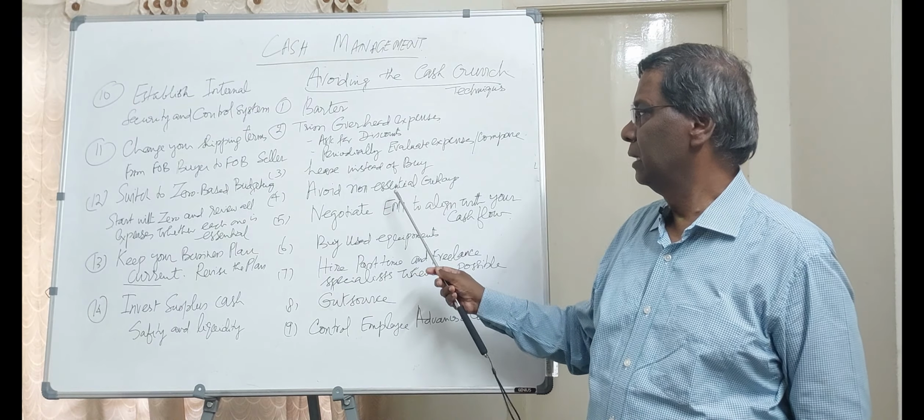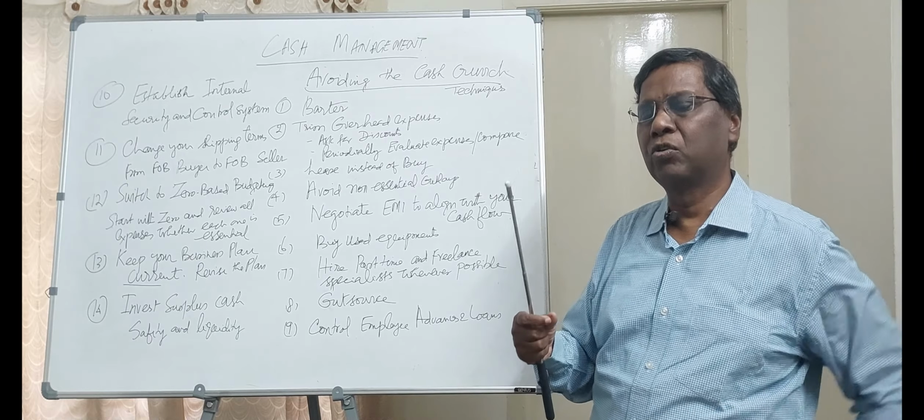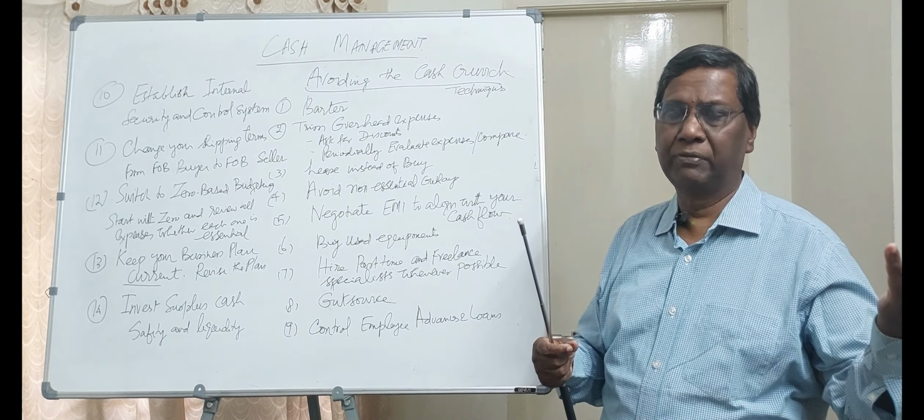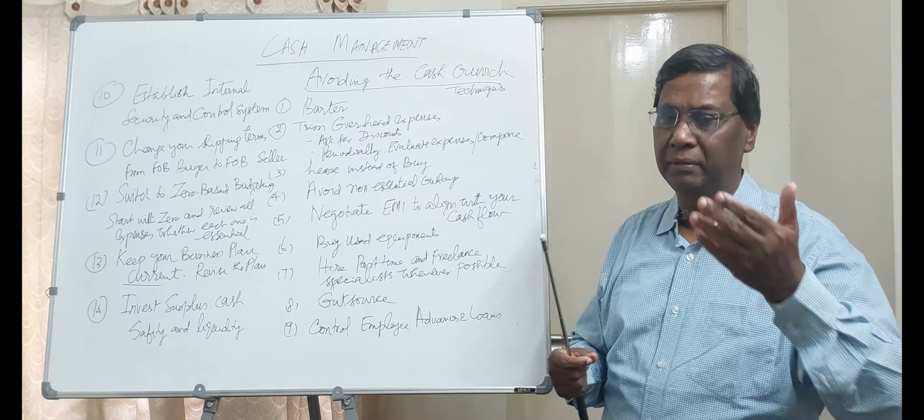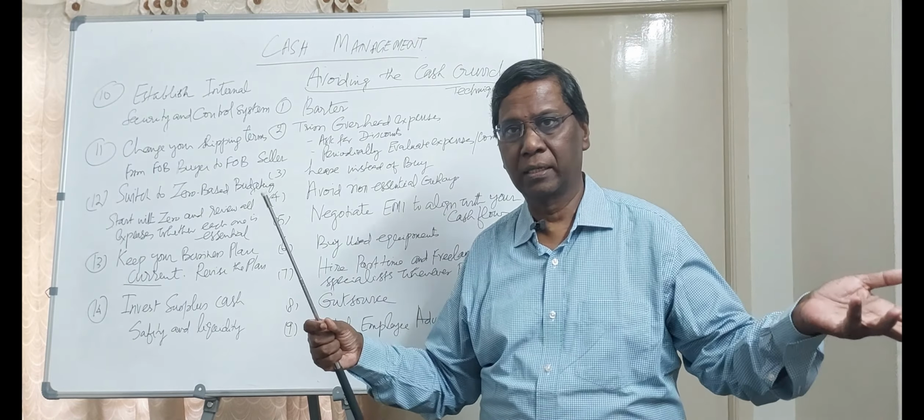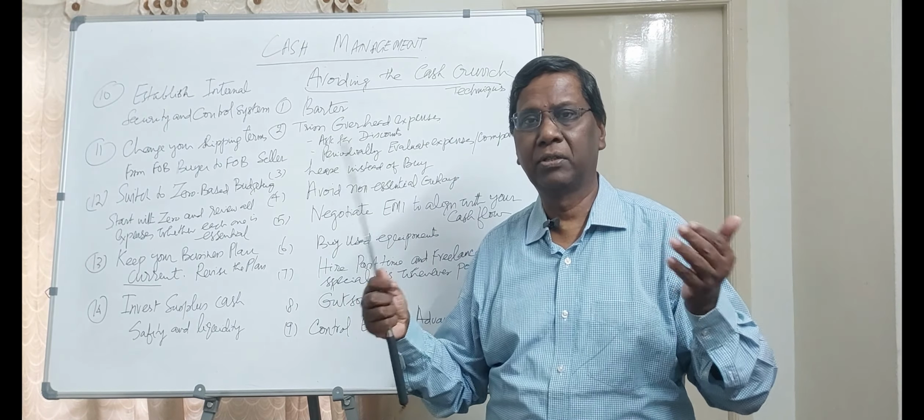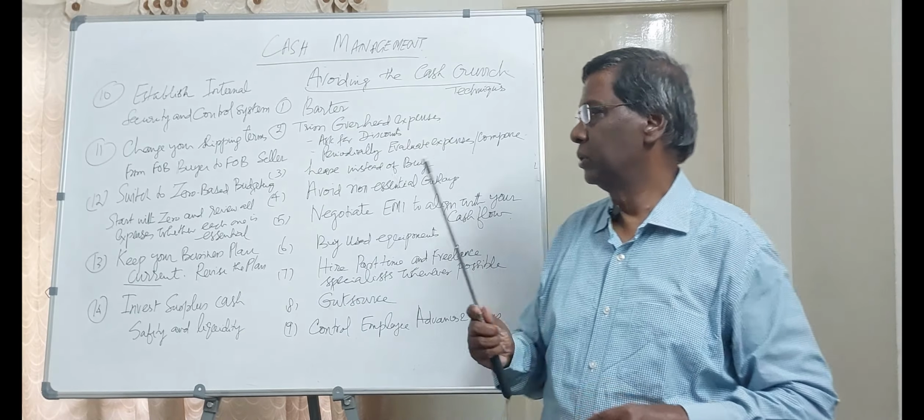So avoid initially non-essential outlay, which is not essential. You can go by, say, AC. You need not go to first class. You can buy a moderate car instead of buying a costly car. These are the small things, so you can avoid those things. So it will save cash.